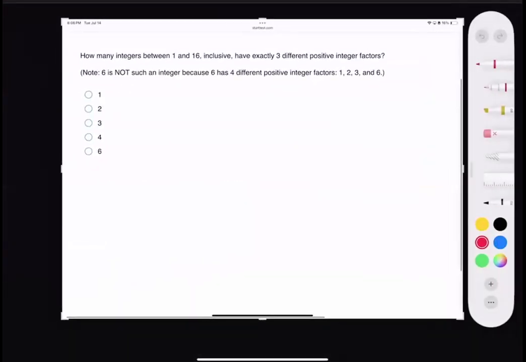How many integers between 1 and 16 inclusive have exactly 3 different positive integer factors? No, 6 is not such an integer because 6 has 4 different divisors. You can count, or you can use a technique.